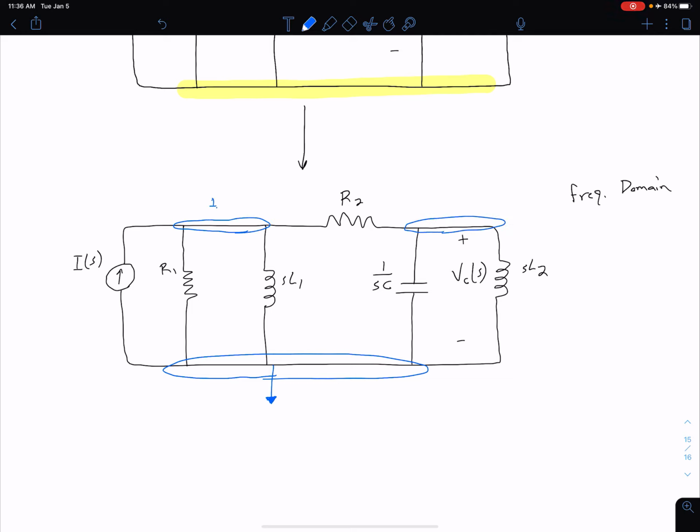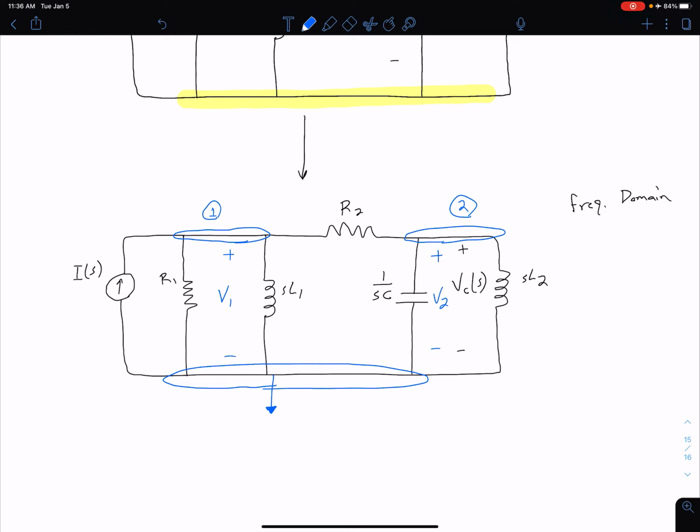So let's call this one up here in the top left our node 1. Top right, let's call this our node 2. So then by definition, this will be our node voltage V1, and this will be our node voltage V2. All right, so now we need to write our node voltage equations.